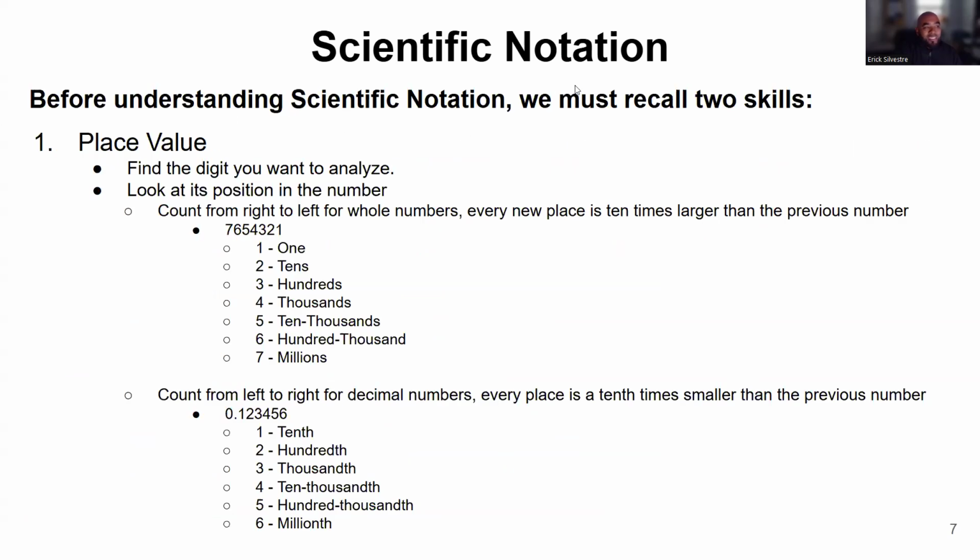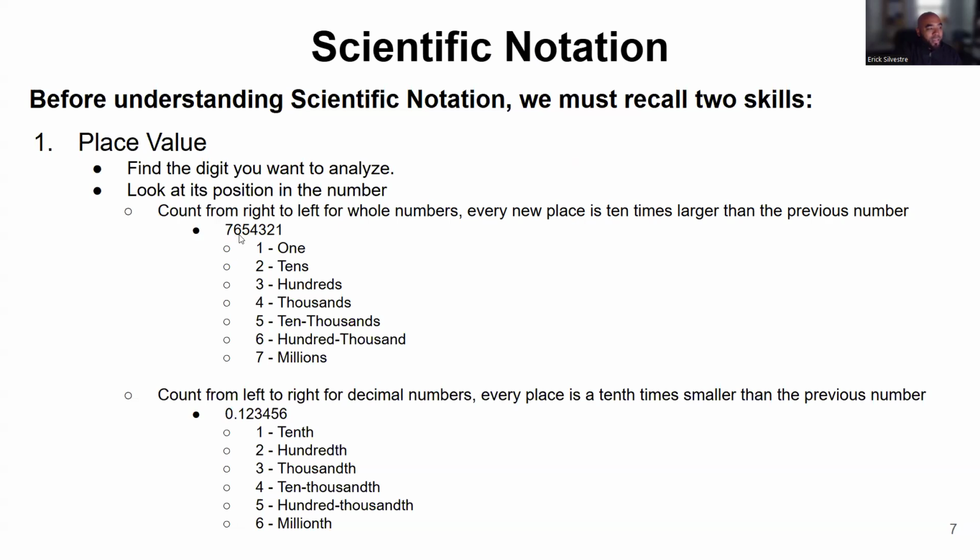Now, before understanding scientific notation, there are 2 skills that we need to know. The first skill is place value. We need to know how to identify the place value of a number. The first thing is we want to find the digit that you want to analyze. You want to look at its position in the number, and then we count from right to left for the whole number, and every new place value is 10 times larger than the previous place value.